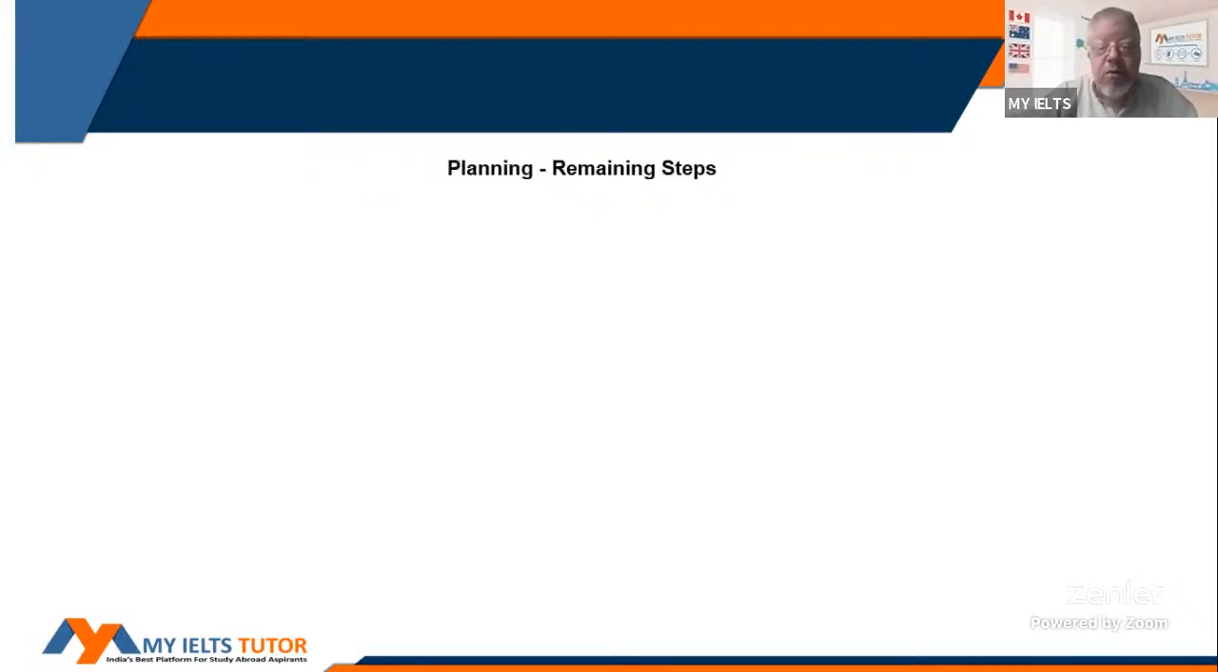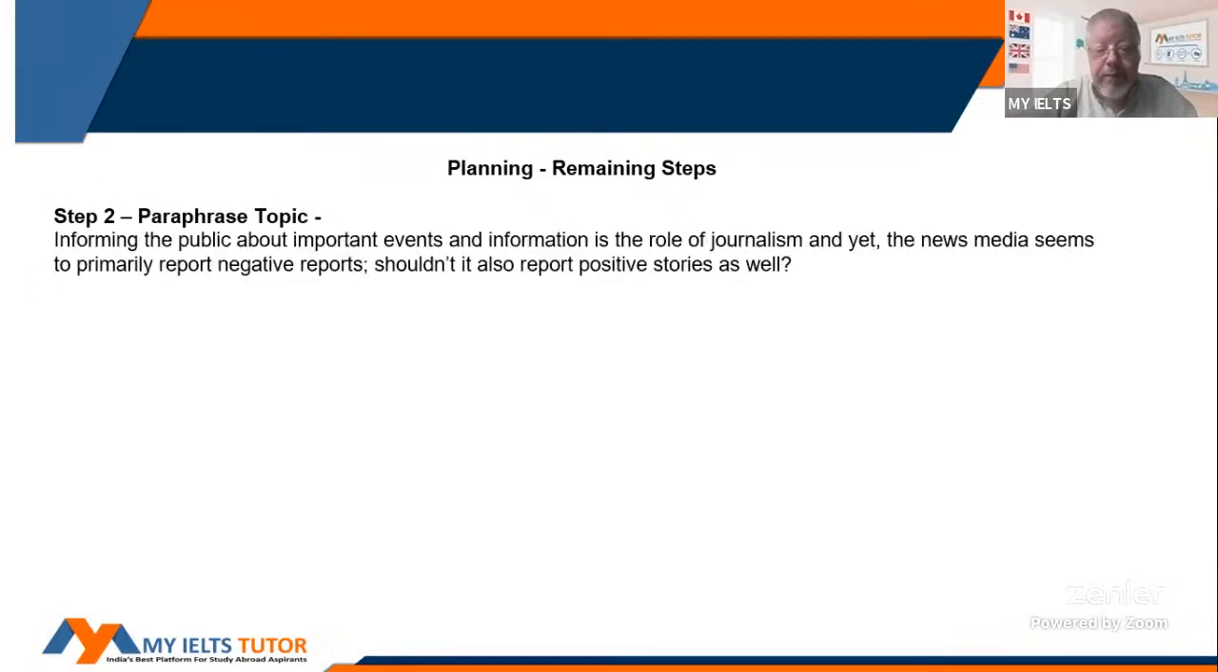Now, step 2, this is where we're going to do that, paraphrasing the topic. So here's the paraphrase for the topic. Informing the public about important events and information is the role of journalism, and yet the news media seems to primarily report negative reports. Shouldn't it also report positive stories as well?